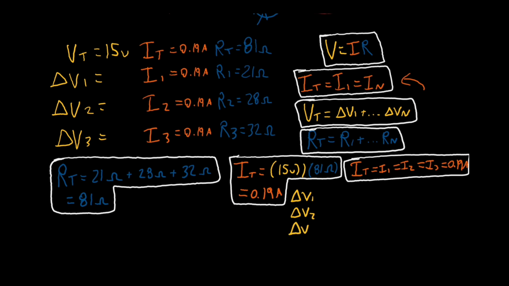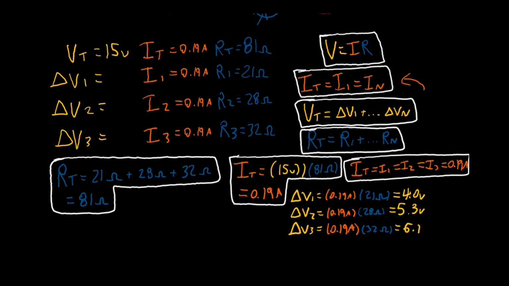And so V1, V2, V3 each equals 0.19 amps times 21 ohms, times 28 ohms, times 32 ohms, which equal 4.0 volts, 5.3 volts, and 6.1 volts, rounding to two significant digits.